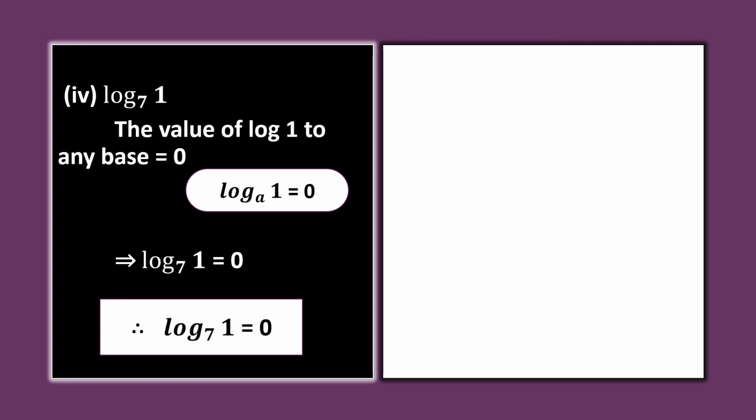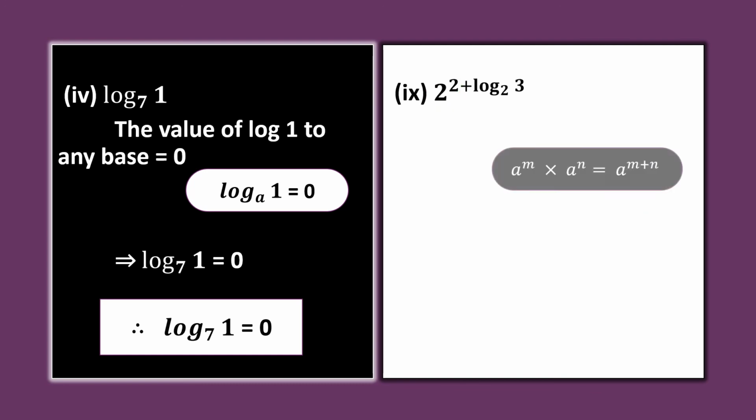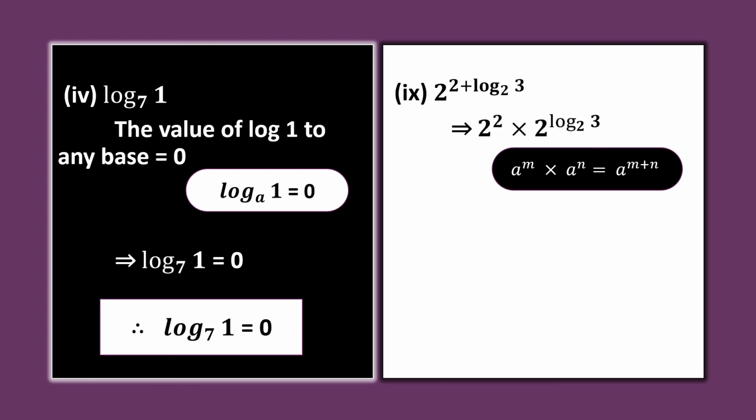Let us go to the ninth one. 2 power 2 plus log 3 base 2. If you observe carefully, it is in the formula of a power m plus n, which equals a power m into a power n. So by using that formula we'll derive this. So I should write 2 power 2 into 2 power log 3 base 2.